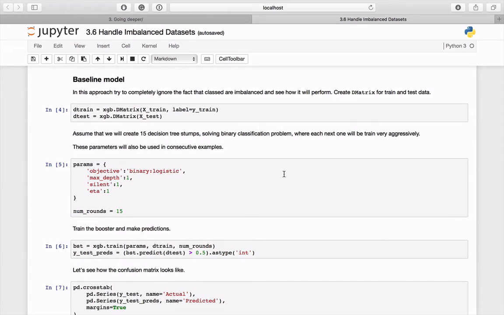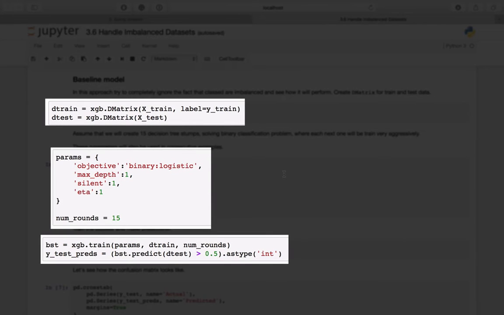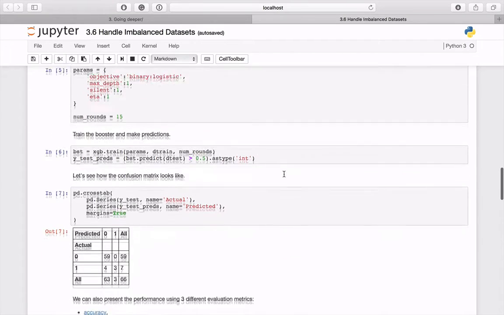In the first approach, we will completely ignore the fact that there is uneven class distribution. Initialize the train and test matrices and specify a dictionary holding classifier parameters. We will train 15 decision tree stumps aggressively and obtain predictions on the test dataset. Then, generate a confusion matrix to evaluate the performance.